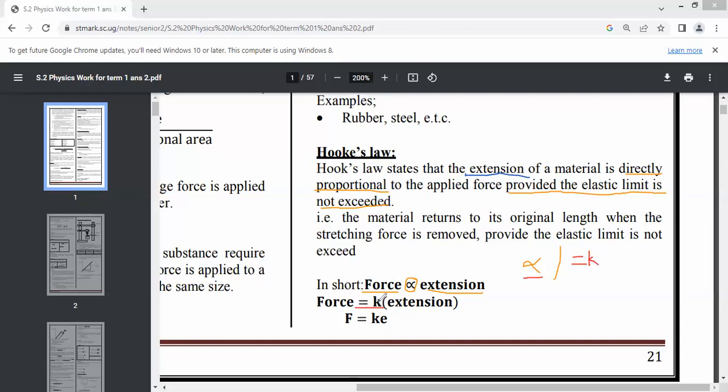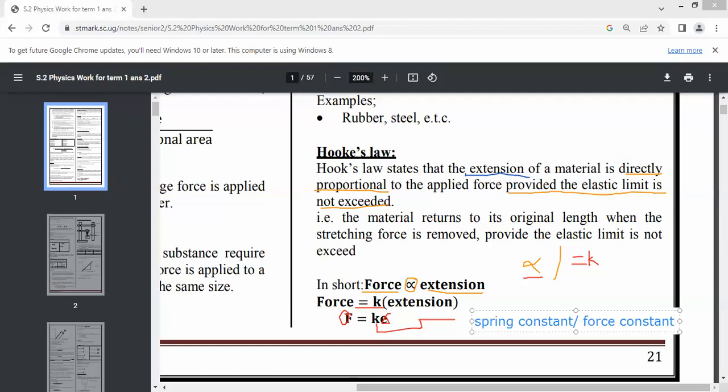That K is a constant. So if our force is F and our extension is E, then this K is a constant, and this constant has a name. Its name is either spring constant, if we are dealing with a spring, or if it's any other material, we can say it's force constant. That constant that you see there is called force constant.